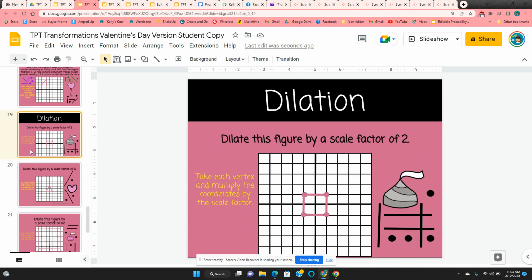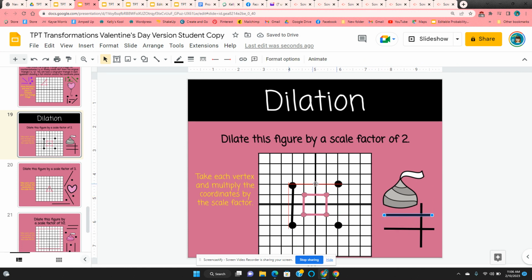Dilation is changing the size of something by a scale factor. If we dilate this figure by a scale factor of 2, then every point in the original figure is going to have its coordinates multiplied by 2. If this is (1, 1), multiply both of those numbers by 2, and you get (2, 2). And then this one, (-1, 1), will be (-2, 2), and so on. So the figure is now 2 times greater, and then they can just fill in the lines.